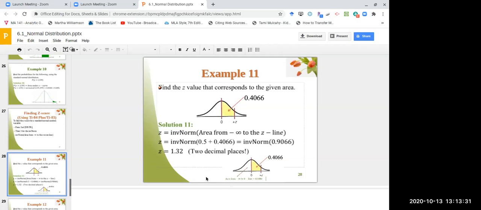Okay, so just to let you know, that is 6.1. Now, let me stop sharing this briefly, and let me switch to 6.2, which is applications of the normal distribution. I'm waiting for the file to open. Let me share my screen at this time.